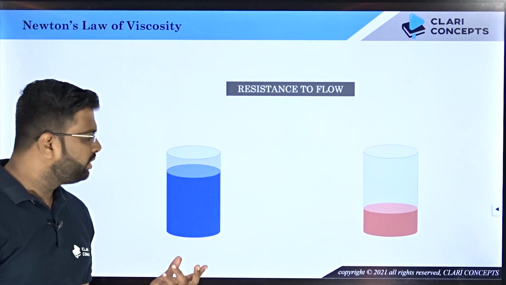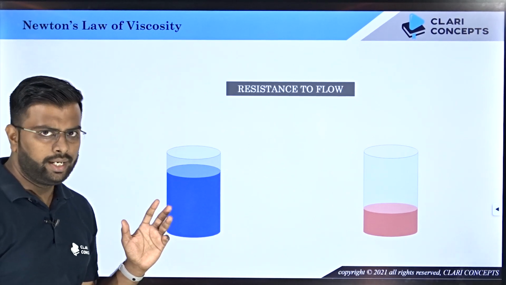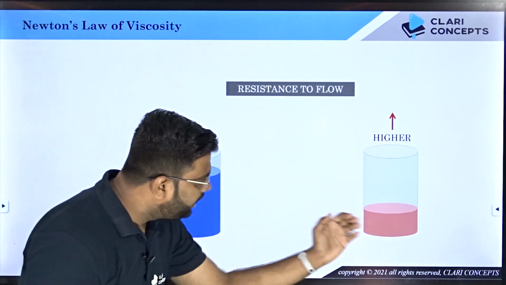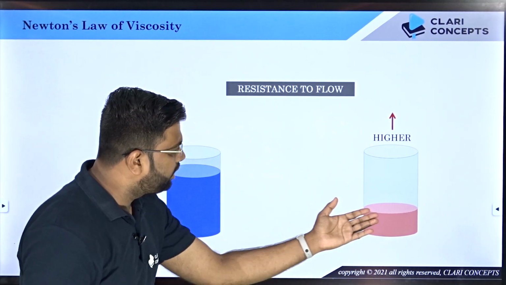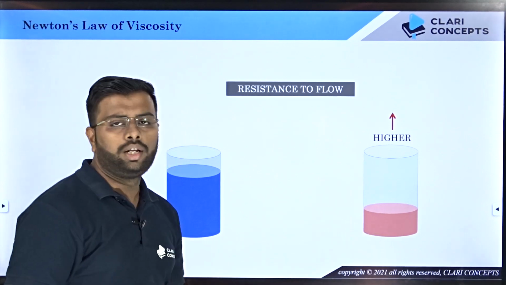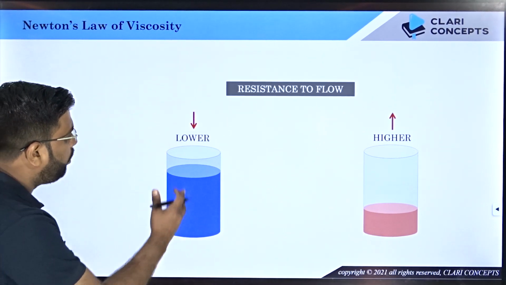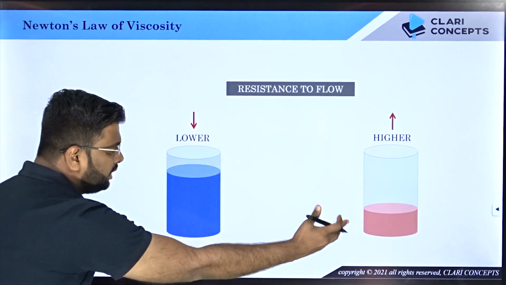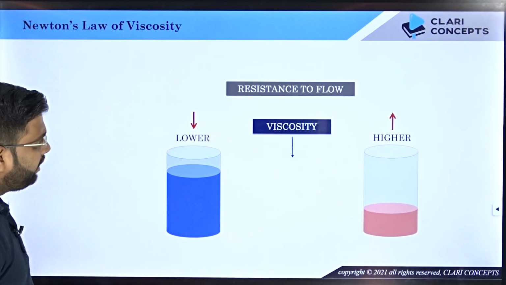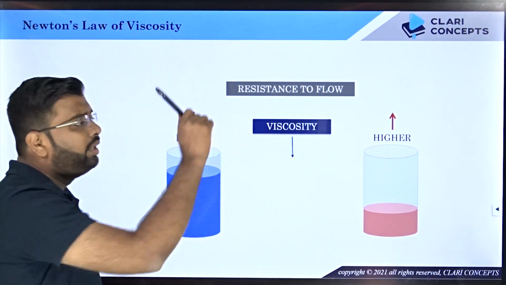The answer to this is, there is something which is resisting the flow of the fluid, right? And that something is nothing but the viscosity. In case of the right side's fluid, you can see the resistance should have been higher. That is the reason why a smaller quantity of fluid has been filled. And in the left beaker, the resistance of the fluid was lower in comparison, and that is why more quantity of fluid is filled over here. So I can say that the resistance is quantified by the term called viscosity.